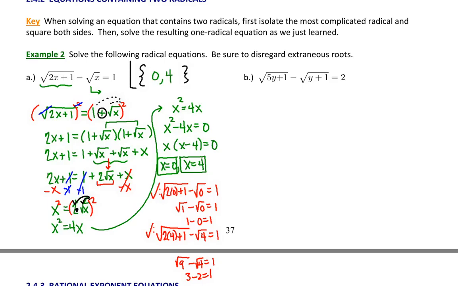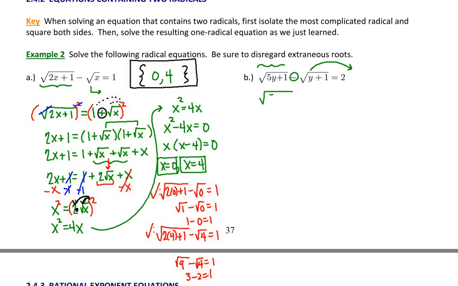Remember, with radical equations, when you get multiple solutions, sometimes they all work, sometimes you've got to throw one of them out, sometimes neither of them work, but you can always verify by substitution. Let's try this process again on example B. We have two radicals in our equation, so we want to isolate the most complicated radical. So I'm going to move this whole term to the other side by adding it to both sides.